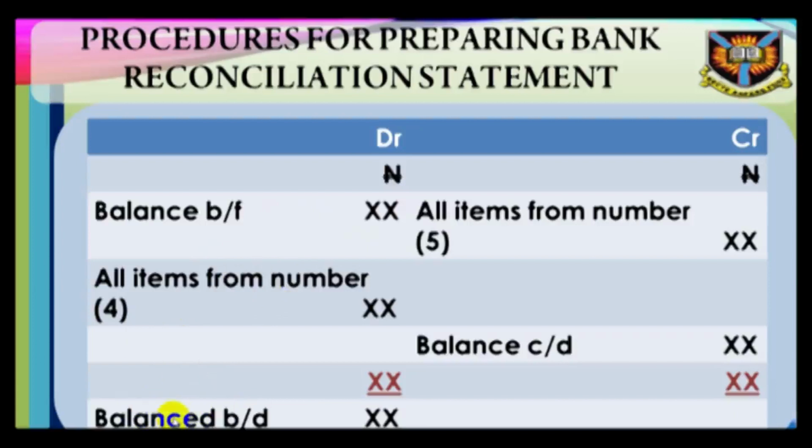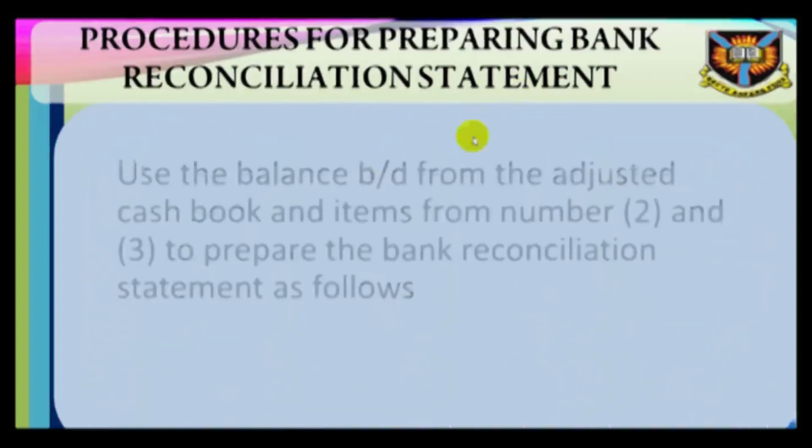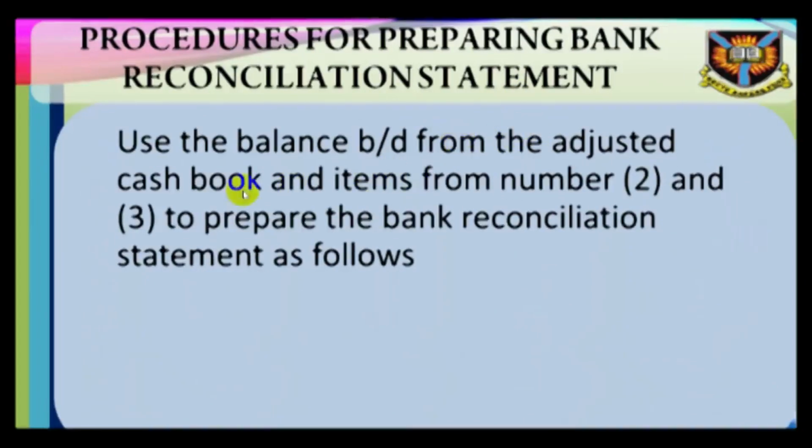On the credit side, all items from number 5. And then we have balance carried down, and then the balance brought down on the debit side. Use the balance brought down from the adjusted cash book and items from number 2 and 3 to prepare the bank reconciliation statement as follows.